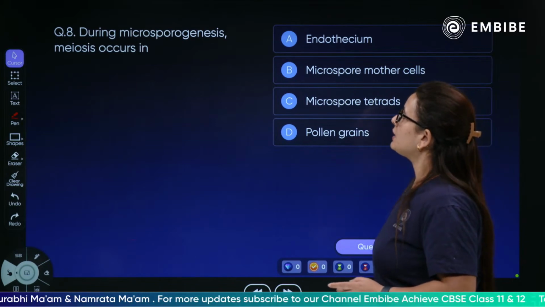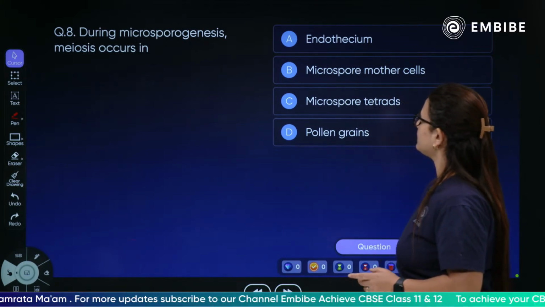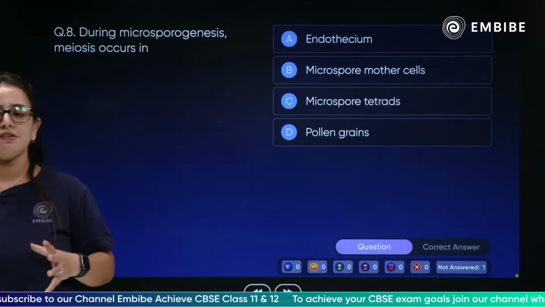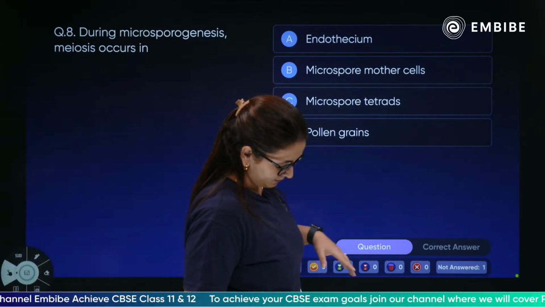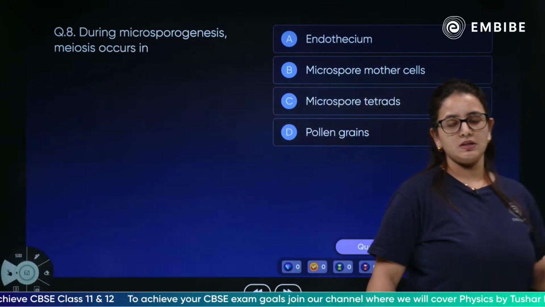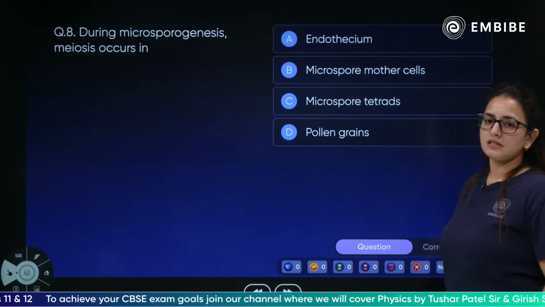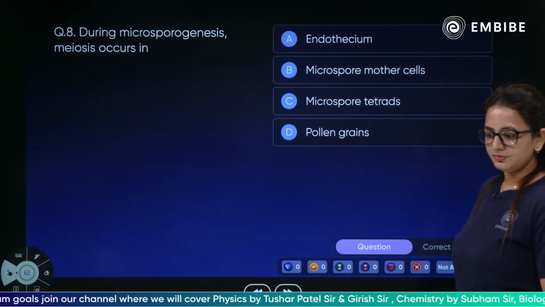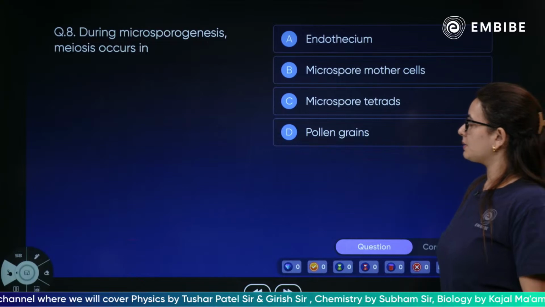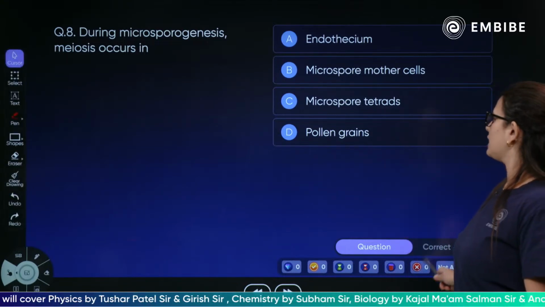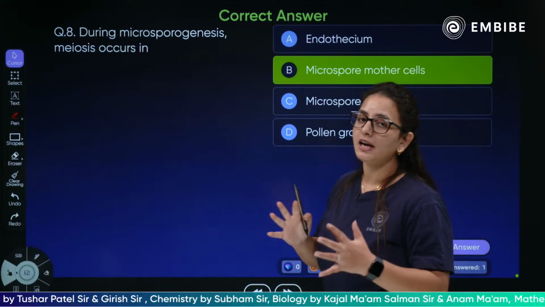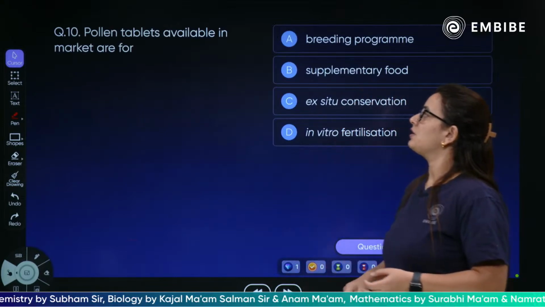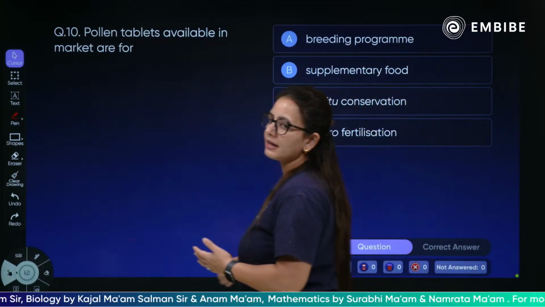Next question. During microsporogenesis, the reductional division, meiosis, occurs in which part? The microspore mother cell will undergo meiosis and will produce 4 microspores.